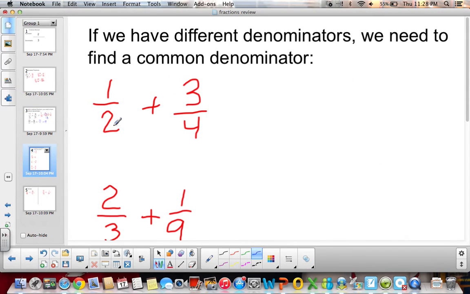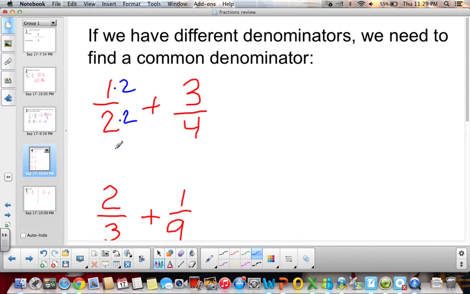Okay, it gets a little trickier if we have different denominators. We need to find a common denominator then. So if I look at 1/2 plus 3/4, I ask myself, does 2 go into 4 or 4 go into 2? If the answer is yes, then you figure out what you need to multiply each fraction by to get common denominators. So I know that 2 goes into 4, and if I multiply 2 times 2, I get 4. So we're always figuring out what can I do to this denominator to make like denominators. Okay, so 2 times 2 and then 1 times 2.